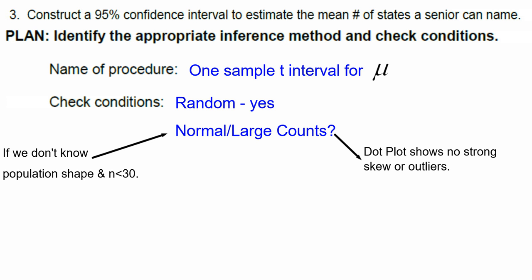If it was less than 30, but we do look at the shape, looking at the dot plot, as long as the dot plot does not show any strong skewness or outliers, we can assume that it would be normal if we added more samples to our data. And so for us, we had 31 pieces of data, so we're okay. We're saying that the sample size works for the CLT. But also, if we look at the dot plot, there was no strong skew to it. It also did not have any outliers, so we can proceed with our calculations.